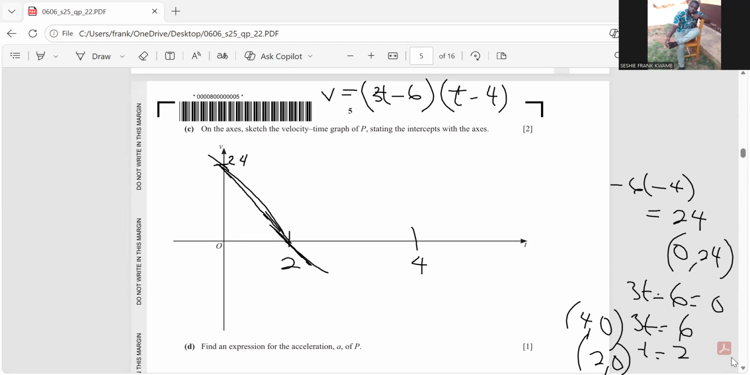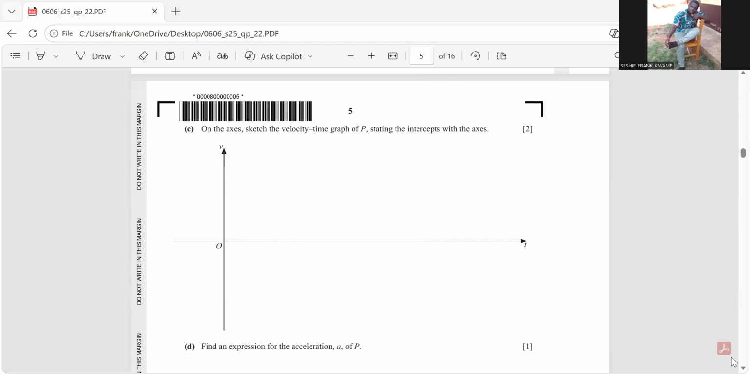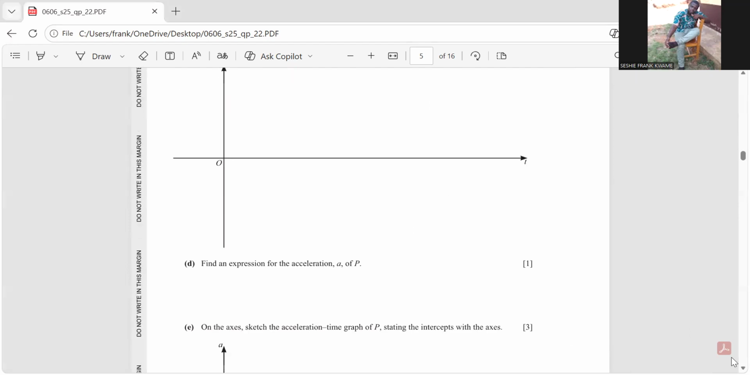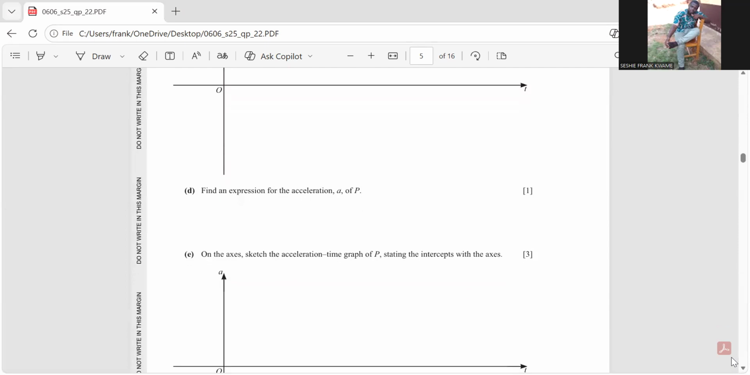Right, you move up like this, and that is going to be our graph inside this. So now for part D, we are going to find an expression for acceleration.